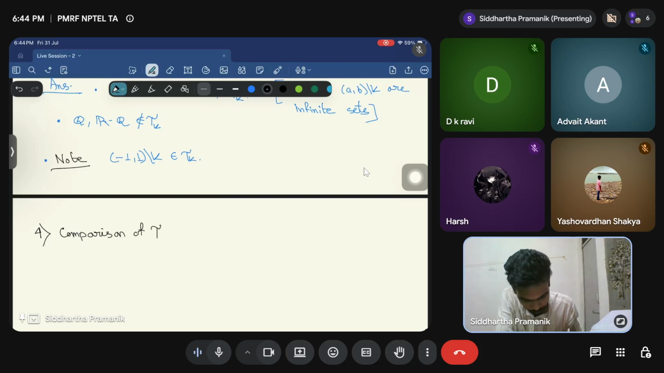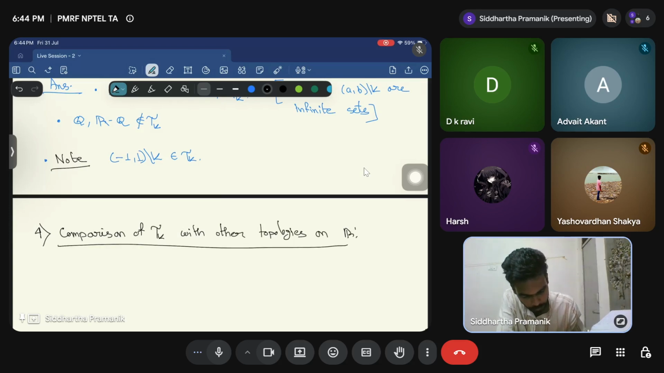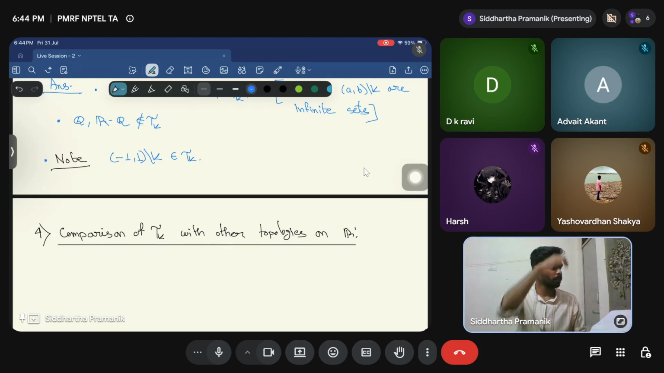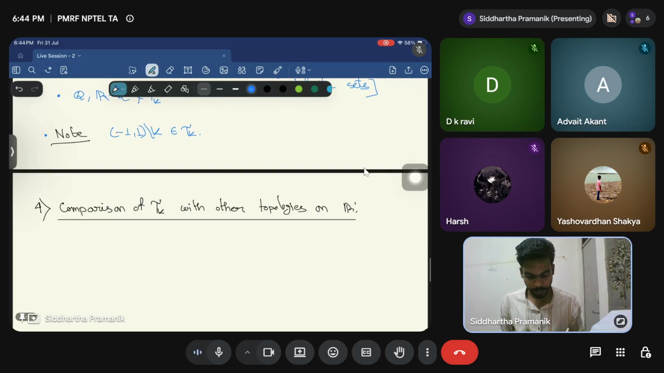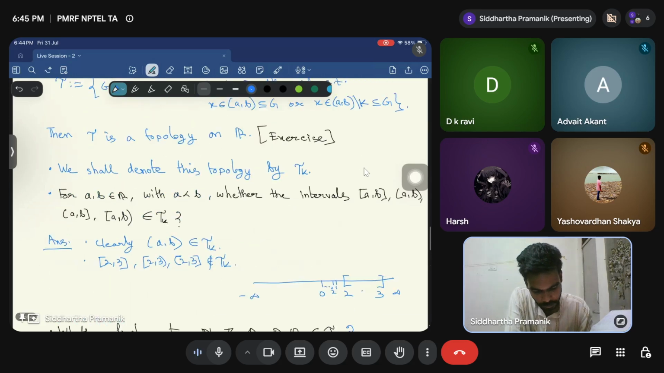Comparison of tau k with other topologies on R. Okay, so the first one is, let's compare it with the usual topology on R. So what about tau k and tau e? What do you think? Any inclusion or not comparable? Any guess? Just look at the definition.